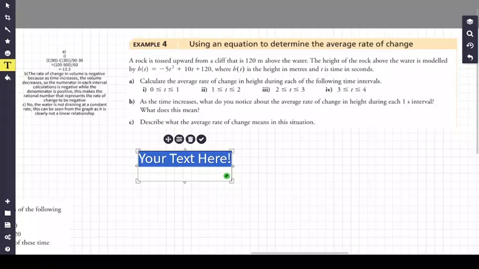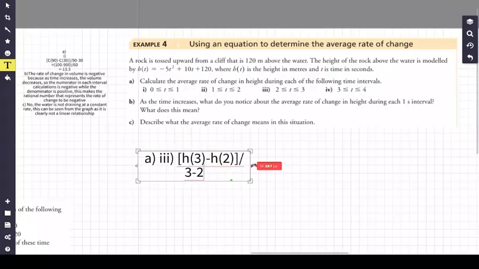So let's talk about this. I'll only be doing one of them because you should be able to do the rest. I'll do 3. How does that sound? So h of 3, so the top should be h of 3 minus h of 2, over 3 minus 2. Let me make this a little wider.